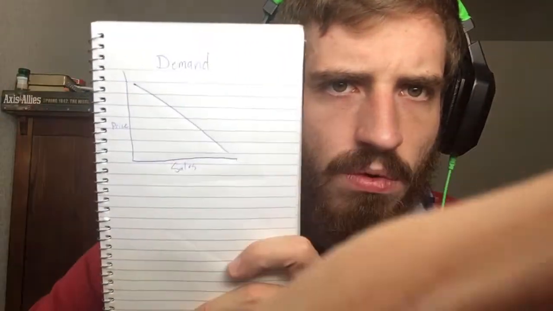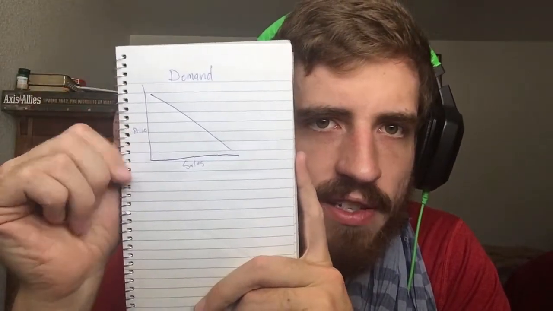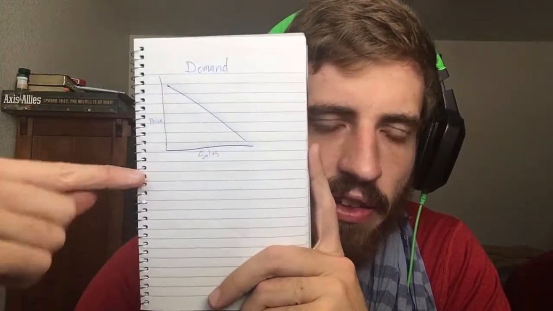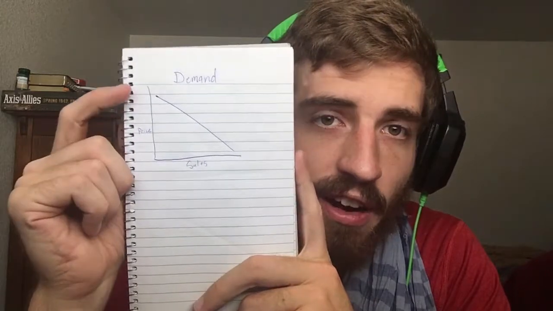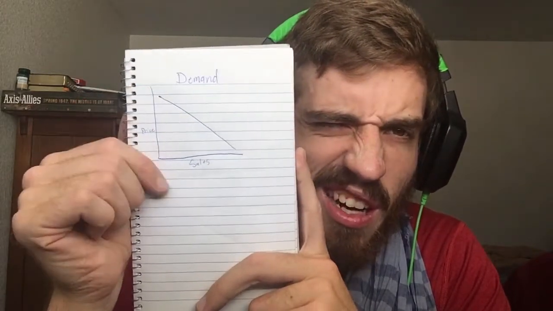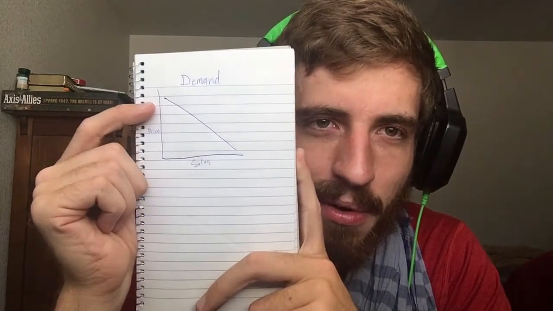All right, so this is the basic demand graph. Okay, so this is the price over on the y-axis, and this is the sales on the x-axis. So if the price is very high, although there could be a demand for it, they're going to have like 0 sales, right? Because no one's going to pay $1,000 for an apple.